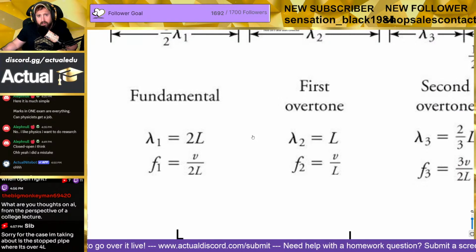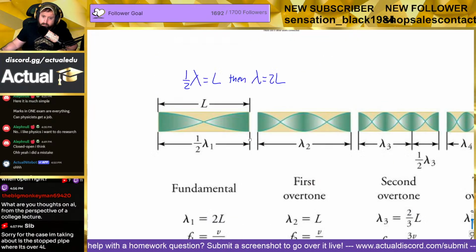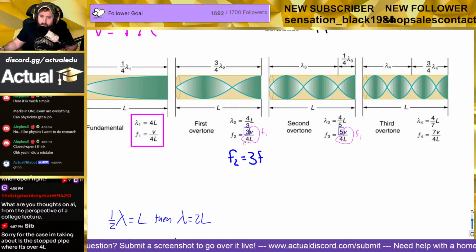Sorry, the case I'm talking about is the stopped pipe where it is over 4L. The stopped pipe. Stopped? What stopped? You mean closed pipe?